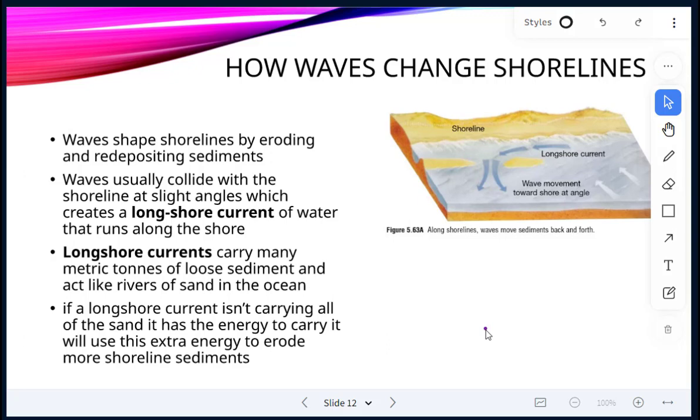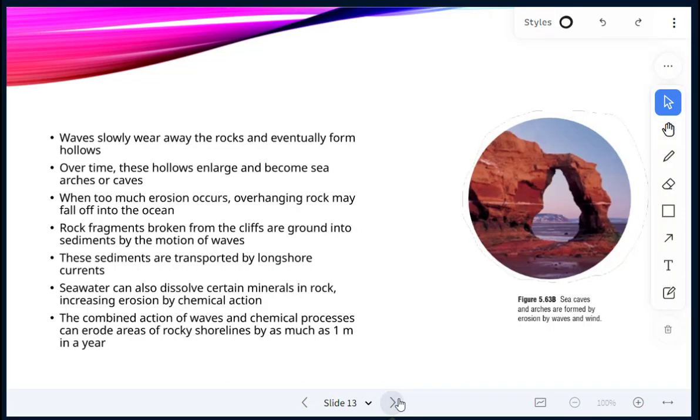If a longshore current isn't carrying all of the sand it has the energy to carry, it will use this extra energy to erode more shoreline sediments. Waves will slowly wear away the rocks. They can eventually form hollows. Over time, the hollows can enlarge. They can become sea arches or caves. So again, that's erosion by waves and wind.